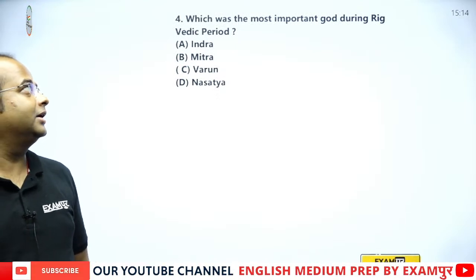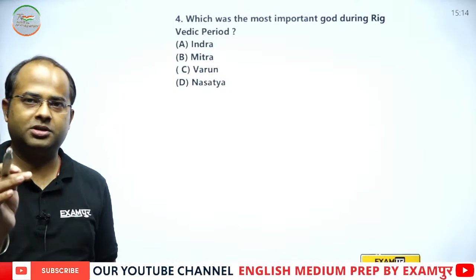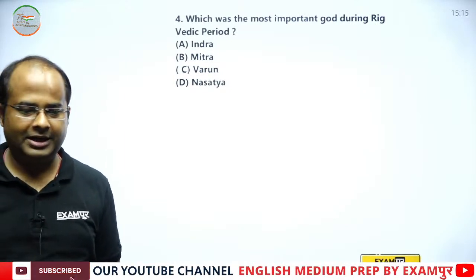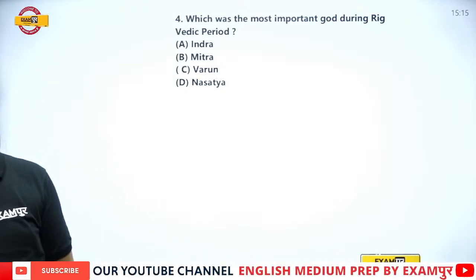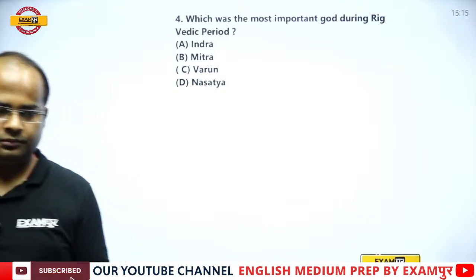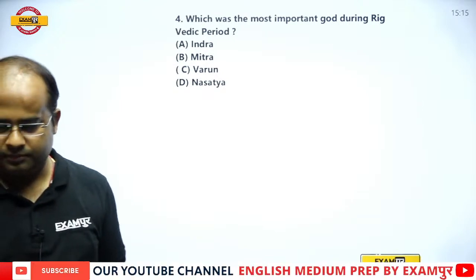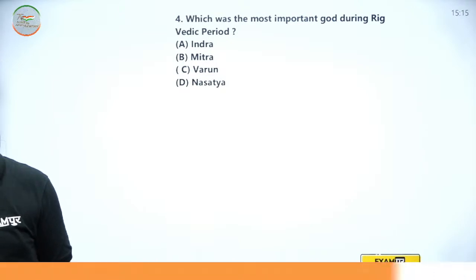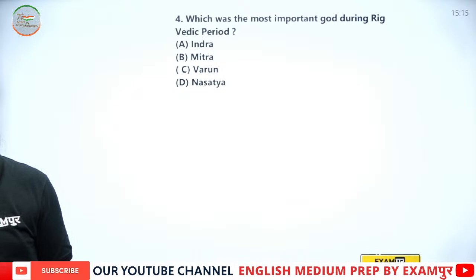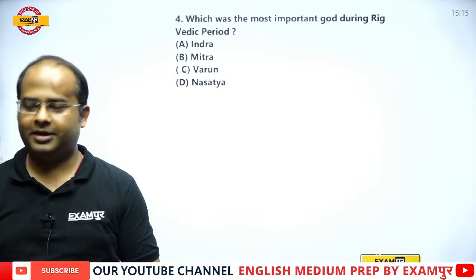Which of the following is the most important god during the Rig Vedic period? Out of these four, which was the most important god during the Rig Vedic period? Is it Indra, Mitra, Varun or Nasatya? So which was the most important god during the Rig Vedic period, my dear students?